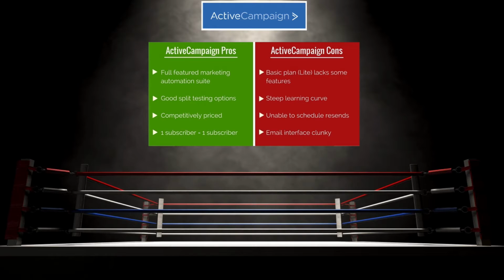ActiveCampaign, well, the pros of ActiveCampaign is it is a full-featured marketing automation suite. It's got a CRM built in, it's got lots of automation features. It's got some really good split testing options. It's competitively priced, and one subscriber equals one subscriber. So if somebody's on five different lists, they're still classed as one subscriber. With AWeber, if you have one person on five lists, it's actually classed as five subscribers. So that can get quite expensive going forward.